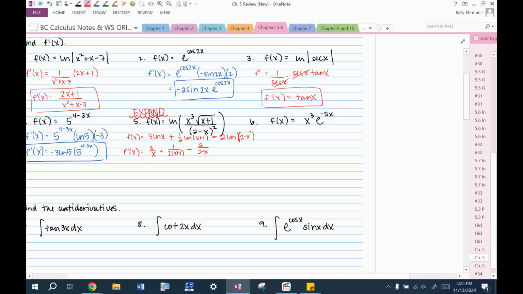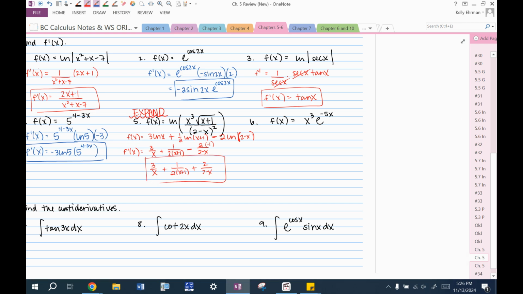But this is the only one where the derivative of the inside is not just 1, like these other two. So the derivative of 2 minus x is actually negative 1. So that's going to be plus. So 3 over x plus 1 over 2 times x plus 1 plus 2 over 2 minus x.